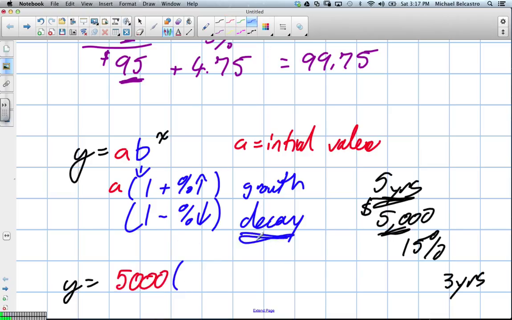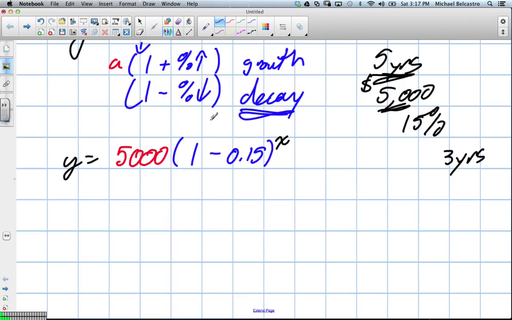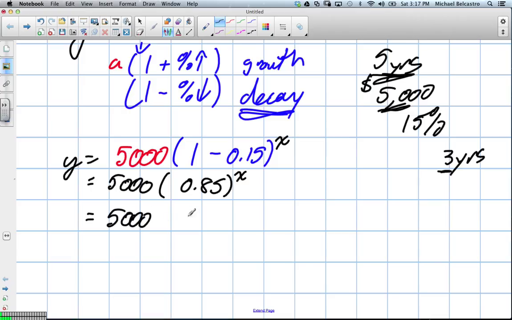Our decay, because it's depreciating, is 1 subtract 0.15, and this is to the power of x. So we simplify our b here. When we subtract that, it's going to give us 0.85 to the power of x. So this is decaying. We want to know what it'll be worth in 3 years, so our x value becomes 3. So it becomes 5,000 times 0.85 to the power of 3.